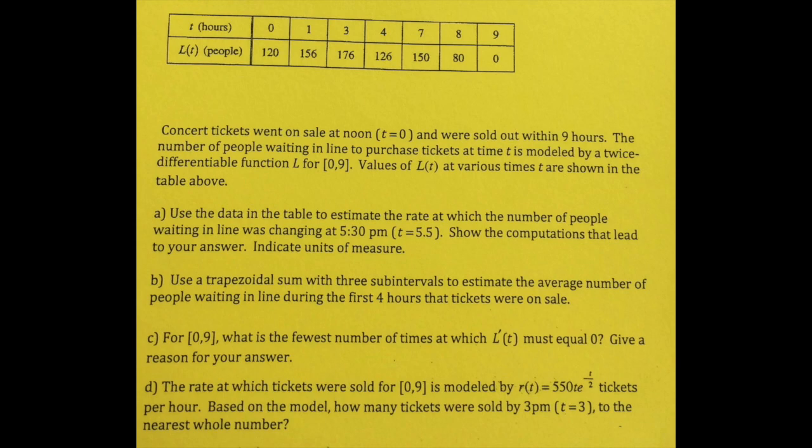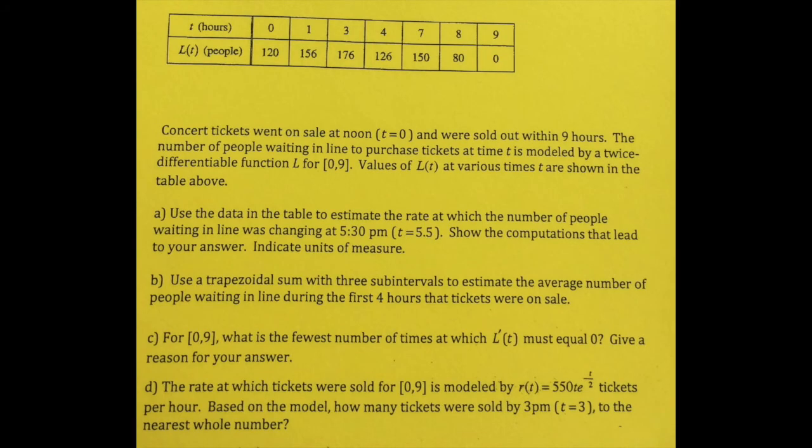Concert tickets went on sale at noon, t equals 0, and were sold out within 9 hours. The number of people waiting in line to purchase tickets at time t is modeled by a twice differentiable function L for t on the closed interval 0 to 9. Values of L of t at various times t are shown in the table above. Use the data in the table to estimate the rate at which the number of people waiting in line was changing at 5:30 p.m., t equals 5.5. Show the computations that lead to your answer.